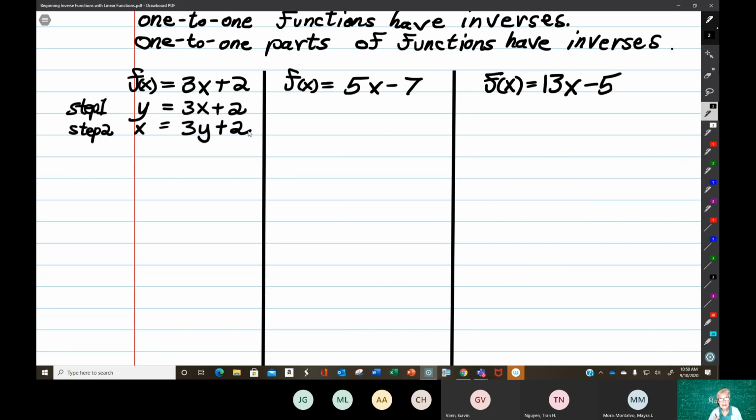You have to do that step, which is the reason you have to change f of x to y. Now, step 3 can be a long process or a short process, depending on what you're dealing with. Step 3, solve for y.